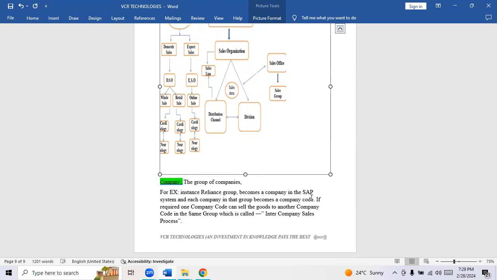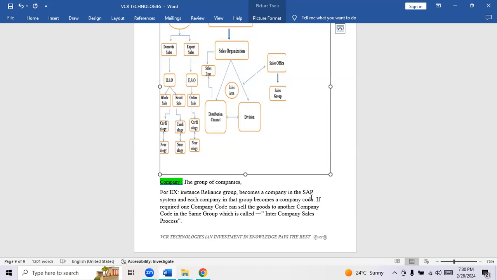Reliance Group is the company in the SAP system, and each company in that group becomes a company code. Suppose Reliance Group has a number of branches like Trends, SmartPoint, etc. Reliance Trends and SmartPoint, we will call company codes. Reliance Group is the company.